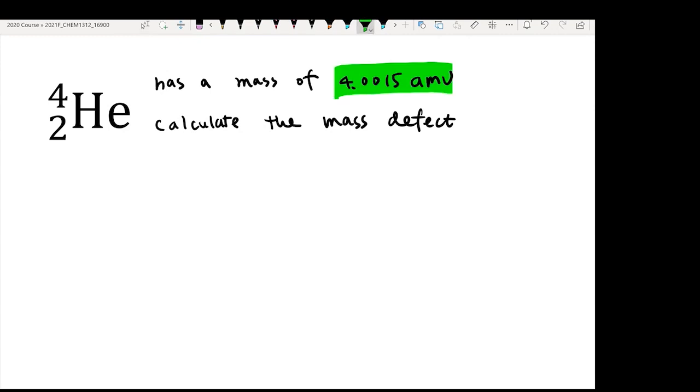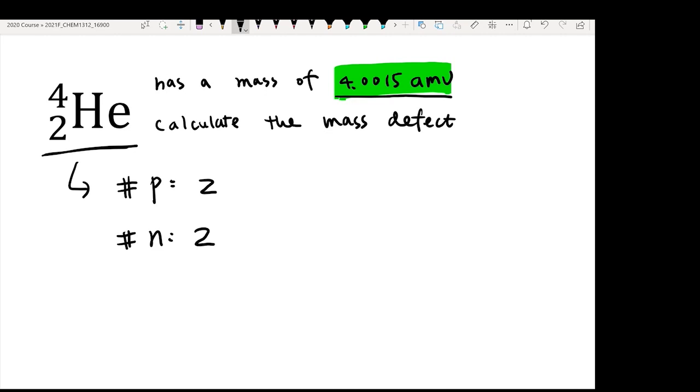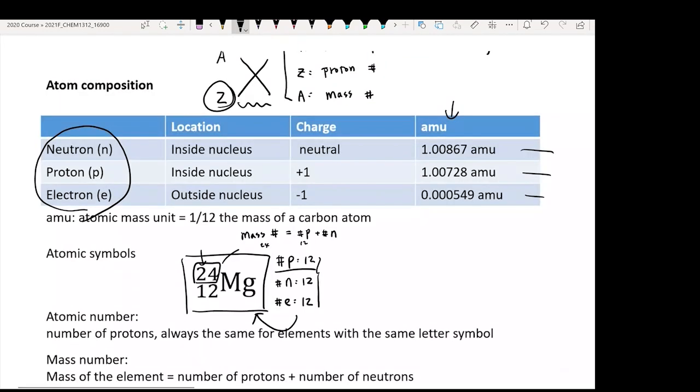This is one of the types of questions you're going to see a lot in this chapter. The question provides you the actual mass of a specific atom. But from here, you can also calculate the hypothetical mass of this atom, because you know there are 2 protons and 2 neutrons from the atomic symbol. At the very beginning of this chapter, on the rightmost column, they list the AMU, atomic mass unit.